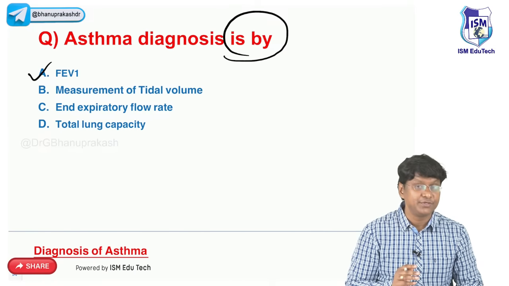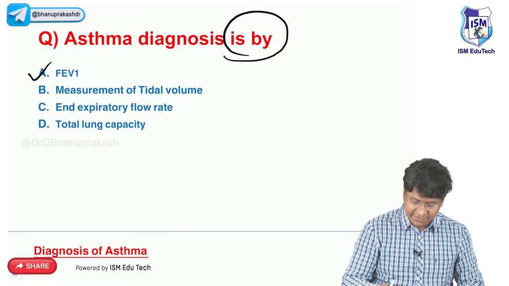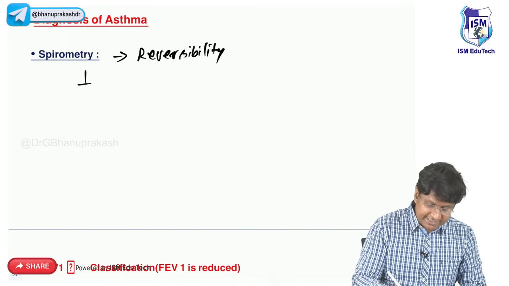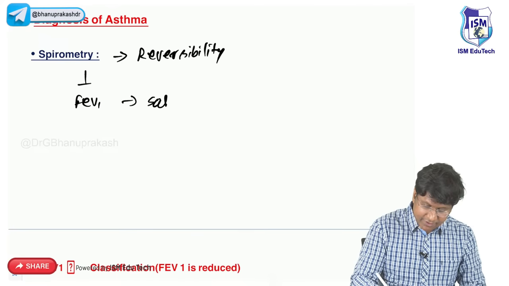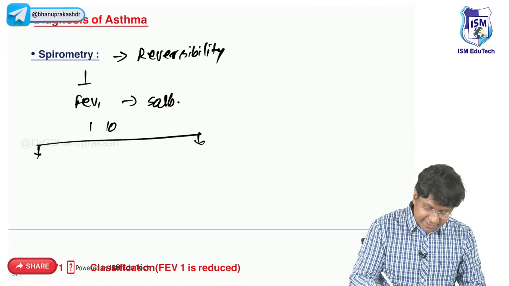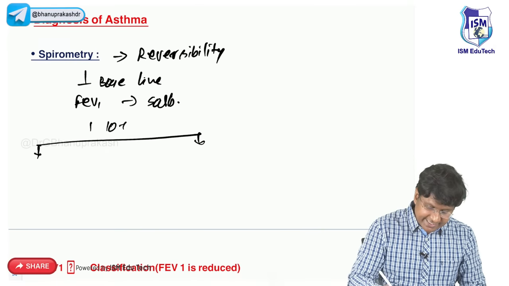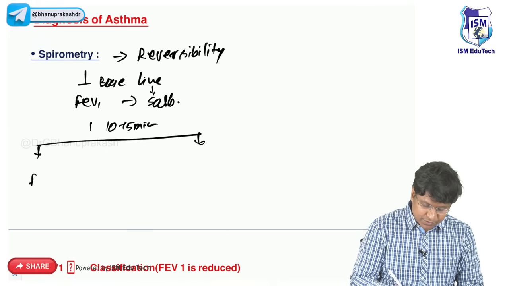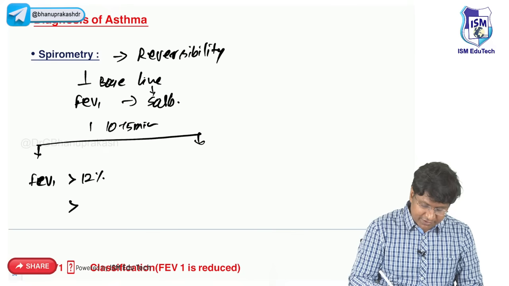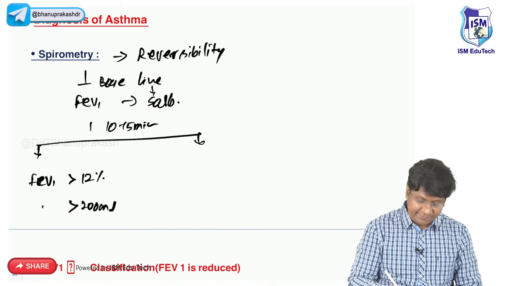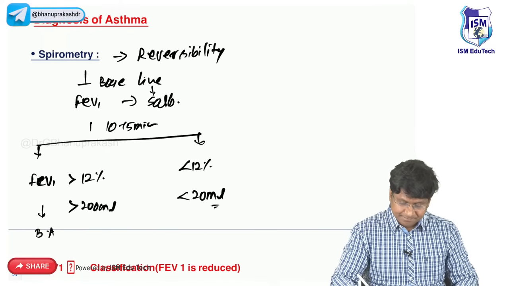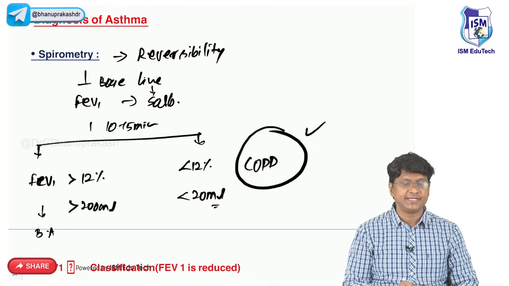Okay, now how is asthma diagnosed? Asthma is diagnosed by your FEV1. The role of FEV1 is mainly in spirometry, to assess the reversibility status. That means you have to check the baseline FEV1, then give salbutamol nebulization, wait for 10 to 15 minutes, and then check the FEV1 again. If the FEV1 has increased by more than 12% or more than 200 ml, this suggests that the patient is suffering from bronchial asthma. If the increase is less than 12% or less than 200 ml, then we call it COPD, that is, chronic obstructive pulmonary disease.